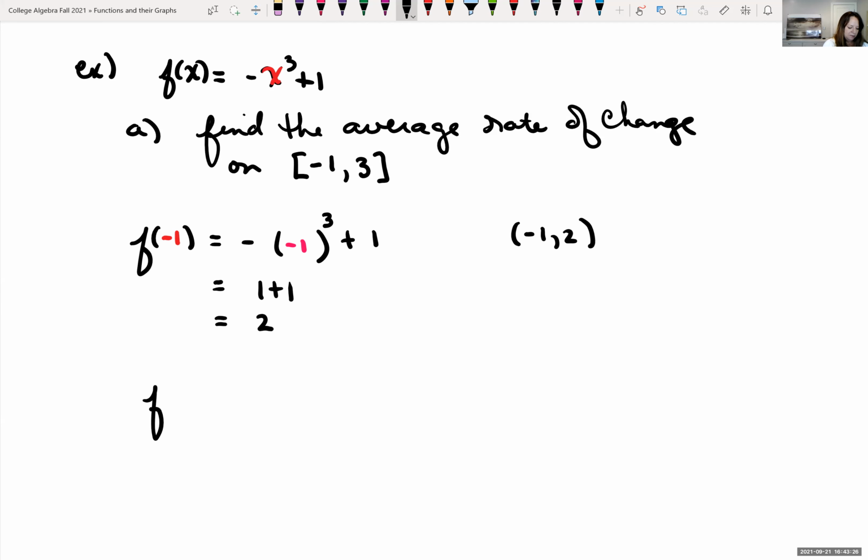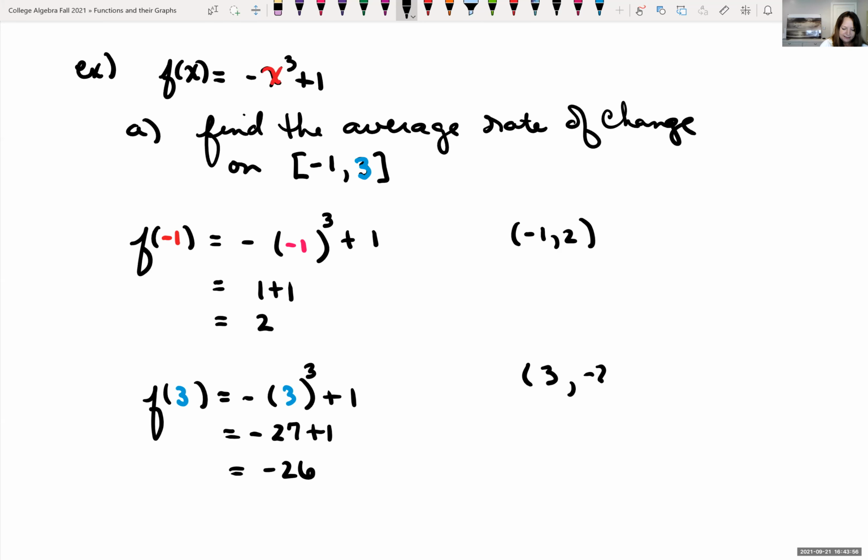And we want to do the same thing and find the point when x is 3. So going in and plugging in 3 wherever we see an x, we have negative parentheses 3 cubed plus 1. Well, 3 cubed is 27 with a negative in front. So we got negative 27 plus 1, which is negative 26. So we have a point here at 3, negative 26.